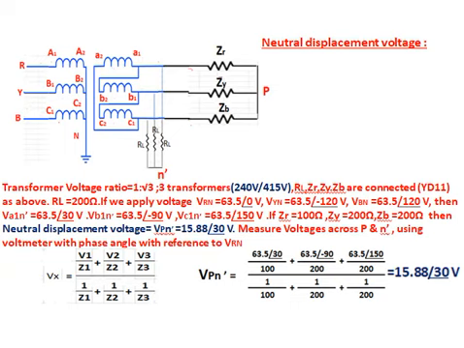Measure the voltage across P and N' using a voltmeter, with phase angle with reference to VRN. VPN' equal to (63.5 angle 30 divided by 100 plus 63.5 angle minus 90 divided by 200 plus 63.5 angle 150 divided by 200) whole divided by (1/100 plus 1/200 plus 1/200) equal to 15.88 angle 30 volt, as per Millman's law. Vx equal to (V1/Z1 plus V2/Z2 plus V3/Z3) whole divided by (1/Z1 plus 1/Z2 plus 1/Z3).